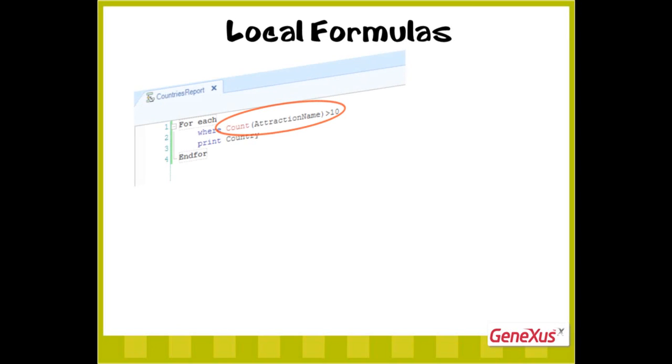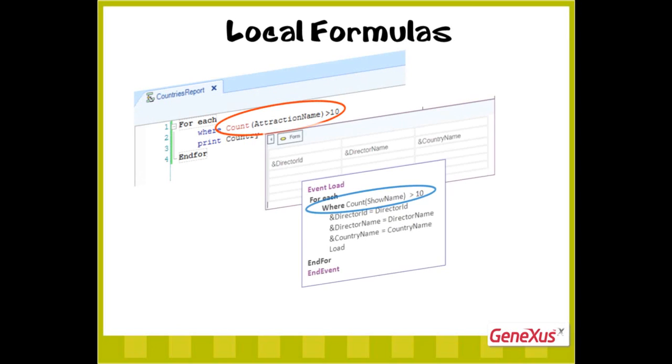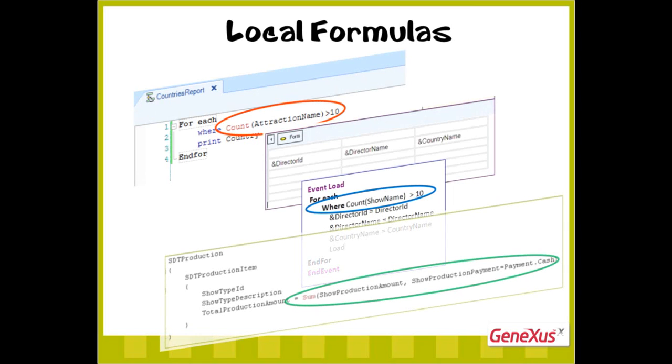Now let's see what a local formula is. A local formula is a formula we declare as a particular instruction within a specific code, such as the source of a procedure, in a web panel event, and so on. It may only be known in the object where it has been defined. Let's now see some examples where we use them.